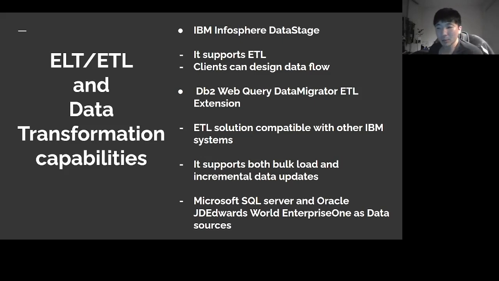It is compatible with other IBM systems and it supports both bulk load and incremental data updates. And Microsoft SQL Server and Oracle JD Edwards World and EnterpriseOne can be used as data sources for the ETL process. Thank you.